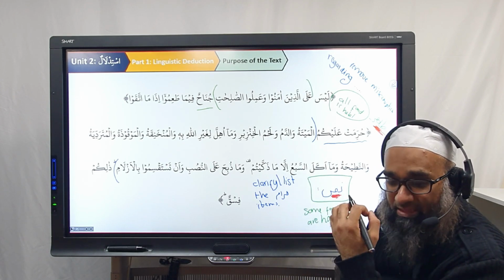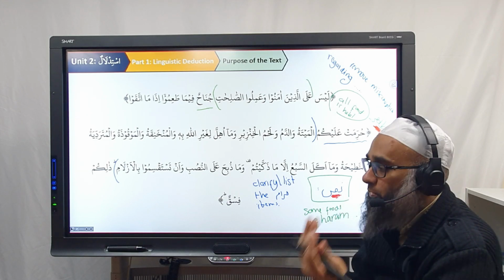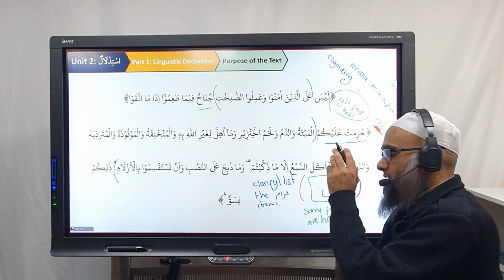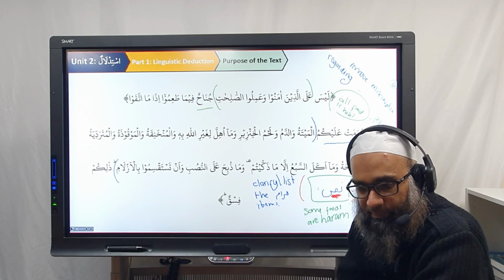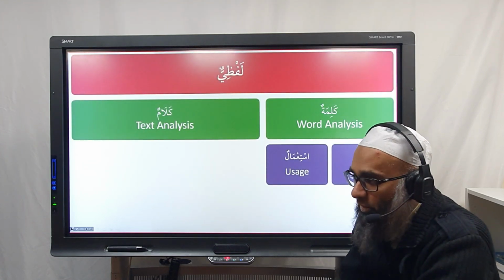So we'll take the nas, regarding the muharramat, regarding those foods which are impermissible to consume, we will take this verse, because this verse is nas in this context. Does that make any sense? Is everyone following? Any questions regarding this?